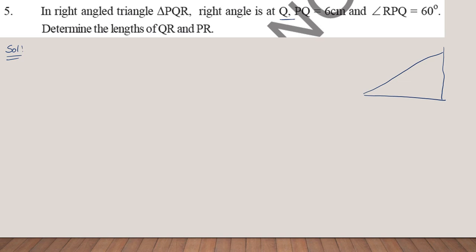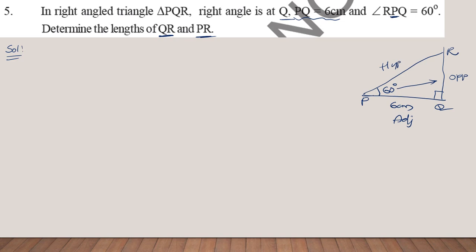So here the right angle is at Q. So let this be Q and this is my P and this is my R. Now observe the values carefully. PQ is nothing but 6 centimeters. So this is 6 centimeters. Next RPQ. So here the center letter is P. So that means here my angle is 60 degrees. Now he is asking you to find out the value of QR and PR. So with respect to this 60 degrees, this side is my opposite. Automatically this is adjacent and this is my hypotenuse, right?